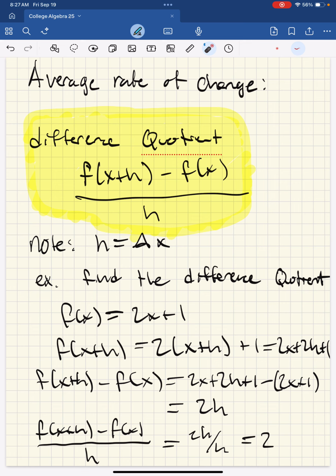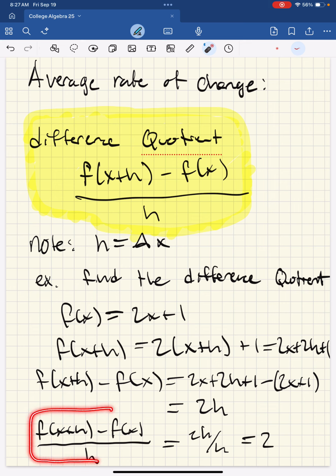So in the example, the question will say find the difference quotient, and the function is 2x plus 1. The first step is to calculate f of x plus h. Once we distribute that through, it would be 2x plus 2h plus 1. The second step is to subtract off the original function from the f of x plus h. When we do that, we are only going to have the terms with an h attached, so it equals 2h.